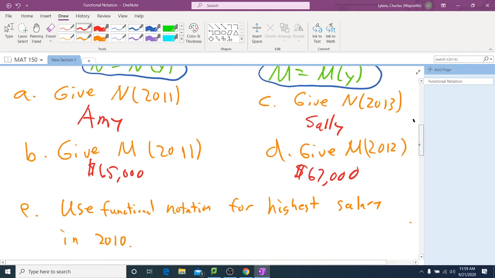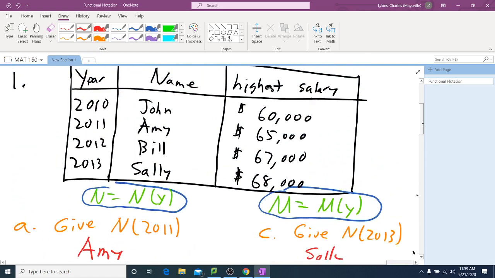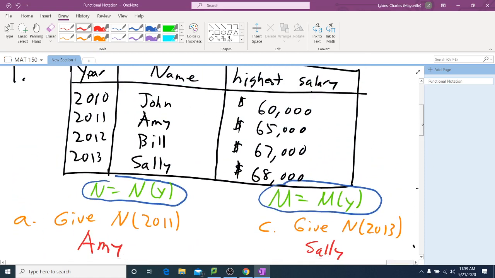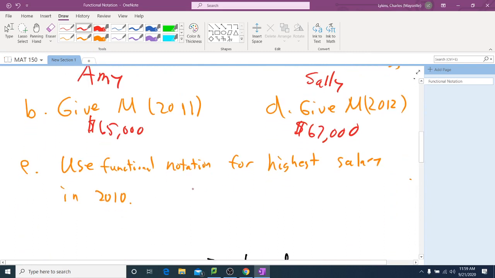Now it says, use functional notation for the highest salary in 2010. Well, in 2010, John had the highest salary. So what it's wanting you to do in your homework is just recognize that in functional notation, the highest salary, this is what you put in. They're just wanting the year.